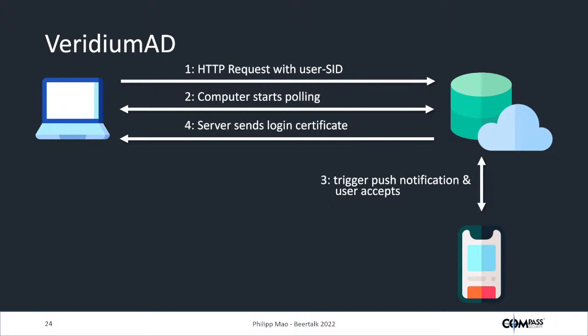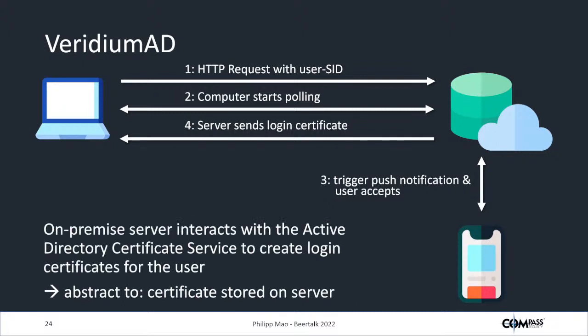Now, I said before that VeridiumAD caches credentials on the server. This is not quite true. It's a bit of an abstraction. Basically, what's going on is that there's this on-premise server that exposes these API endpoints for the computers, and this on-premise server talks to the Active Directory certificate service to generate the login certificates of users on demand. But I abstract this to credentials being stored on the server because for all intents and purposes, this is how the workstation or the smartphone sees it.